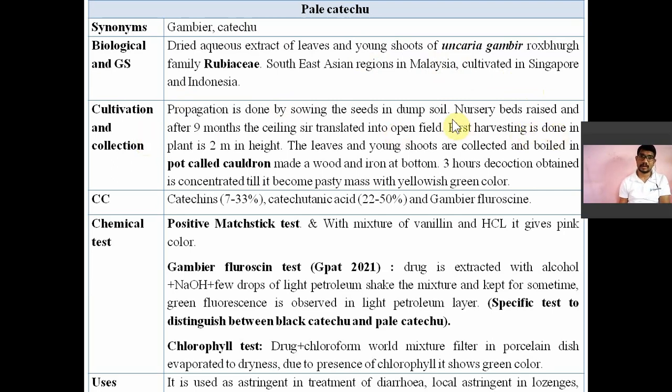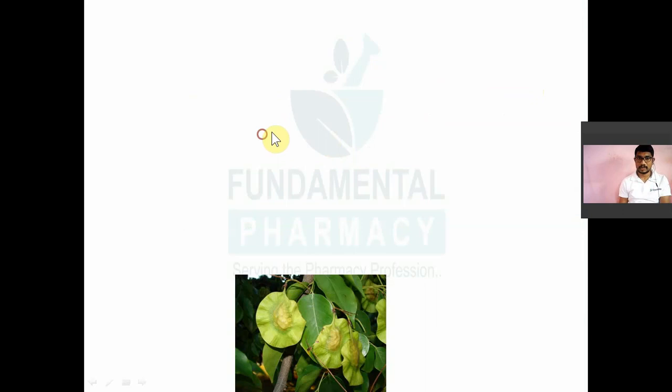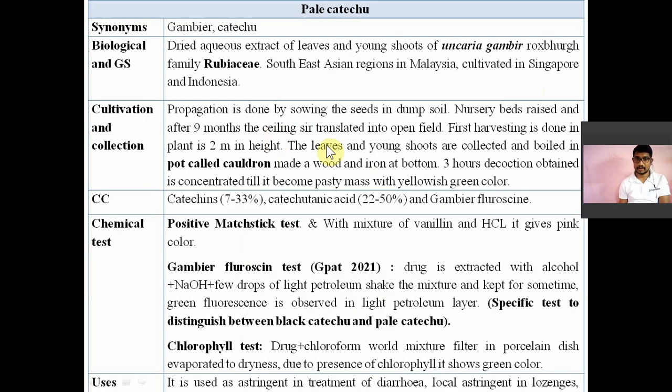Nursery beds are raised, and after the 9th month, the seedlings are transplanted into the open field. First harvesting is done when the plant is up to 2 meters in height.